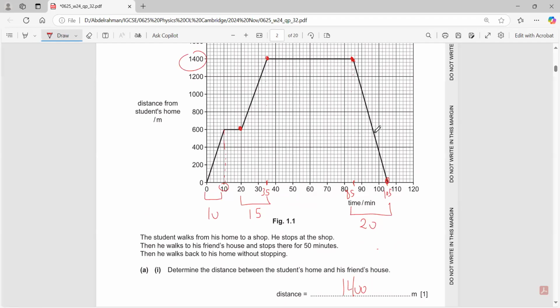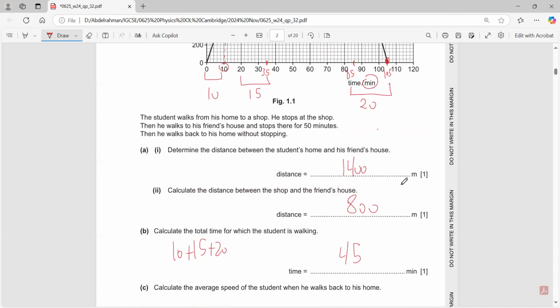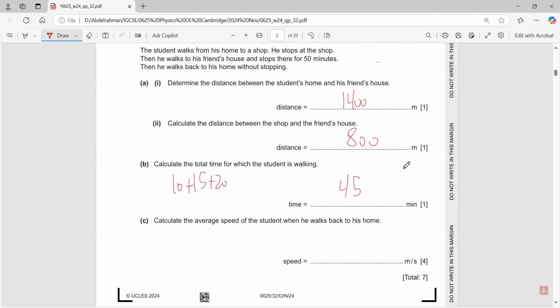Total time taken while walking back is 20 minutes. Why? Because we started at 85 and we ended at 105. So total time is 20 minutes. You have to convert the minutes into seconds.